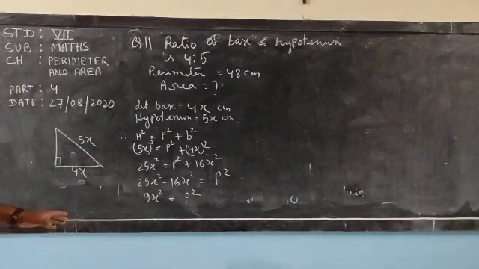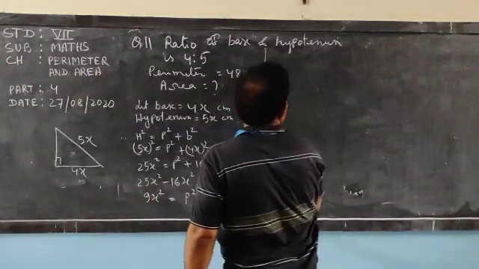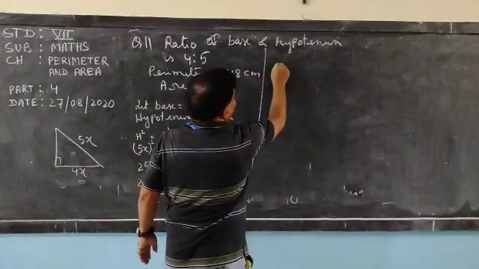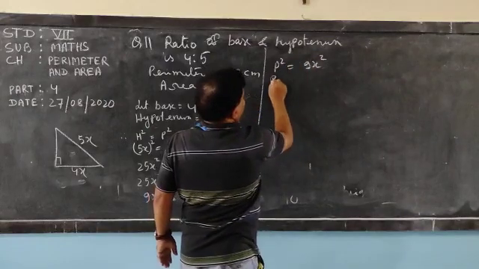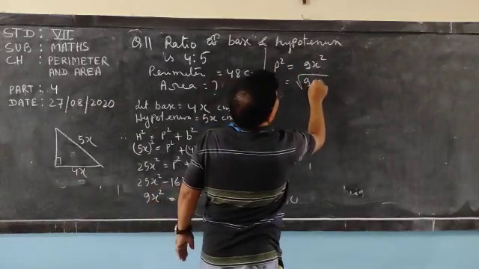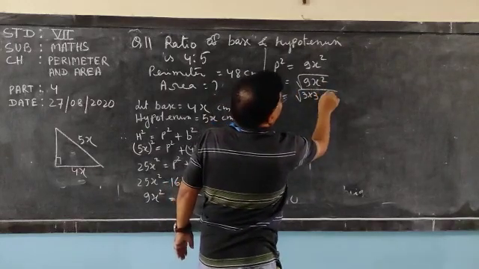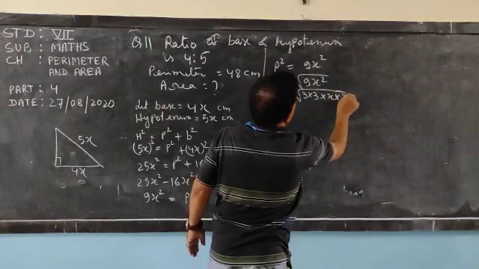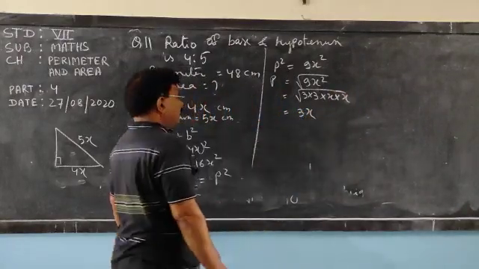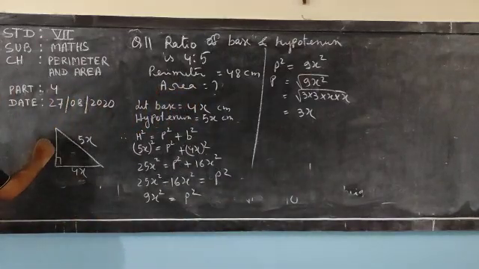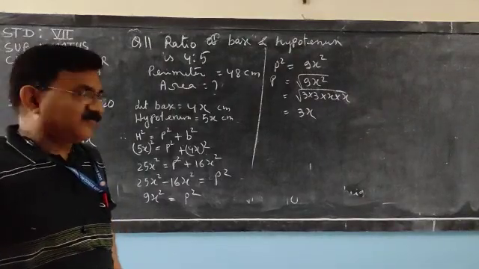So, what to do now? P square is equal to 9x square. Remove the square. P is equal to root over 9x square. 9 means what? 3 into 3. X square means x into x. So one 3 and one x will come. So this is what? 3x. 3x came or not? We have understood.